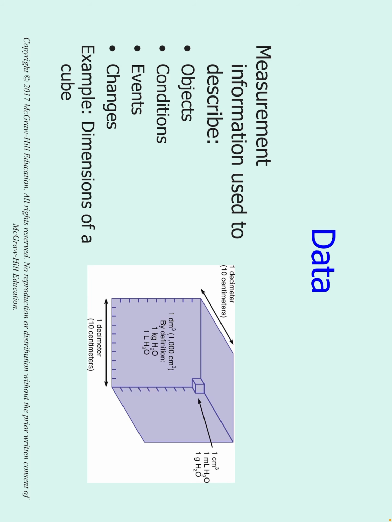As far as data, for instance, we'll do a lab where we have a cube and we'll have to find the volume of that cube. If you remember, the volume of a cube is length times width times height. So if we were talking about 1 centimeter by 1 centimeter by 1 centimeter, then the volume would end up being 1 centimeter cubed. Obviously this is a measurement for volume, but you could do measurements for all kinds of different conditions or events.